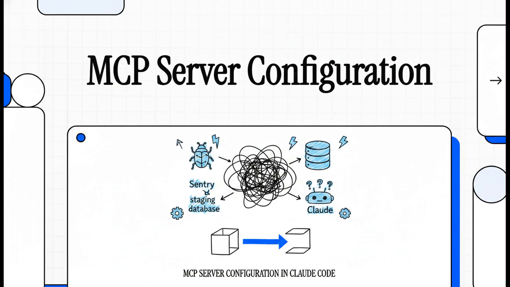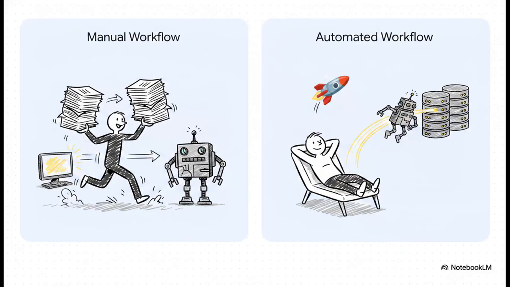Well, in this explainer, we're going to look at the immediate cure to this inefficiency: MCP server configuration in Claude Code. Contrast that old manual workflow with the new way. The old trap literally forces you to be the manual bridge between your tools and your AI. But MCP server configuration completely automates this. You aren't just handing Claude the information anymore. You are actually giving it the keys to go get the data itself.